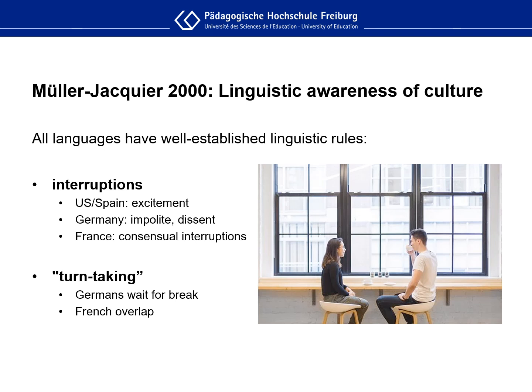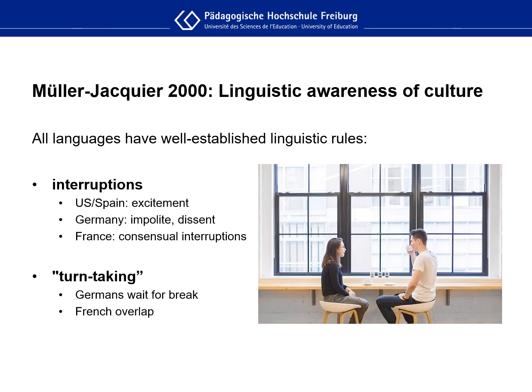He states that all languages have well-established rules how to express politeness, excitement, disagreement, and so on. The problem is, these rules are sometimes quite different or even opposed. While, for example, in the US American or Spanish language, people frequently interrupt their conversation partner out of excitement, in the German language area, interruptions are seen as impolite or marker for dissent. Opposed to this, French-speaking people practice consensual interruptions.